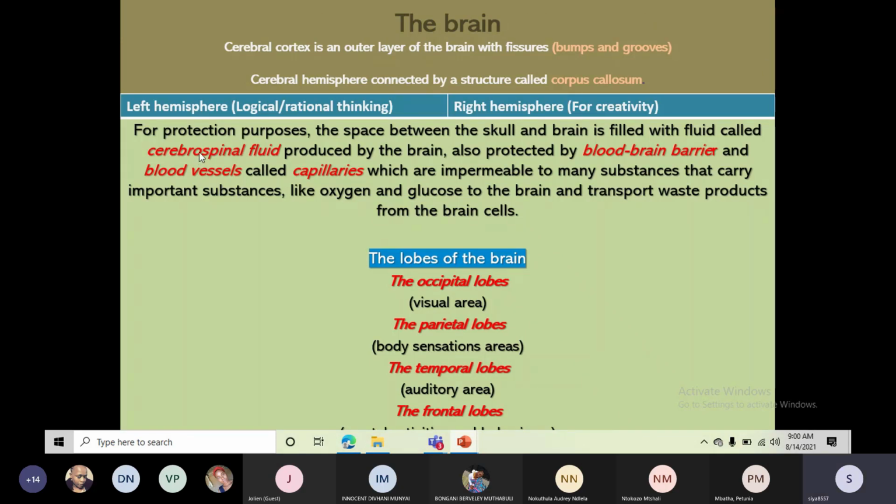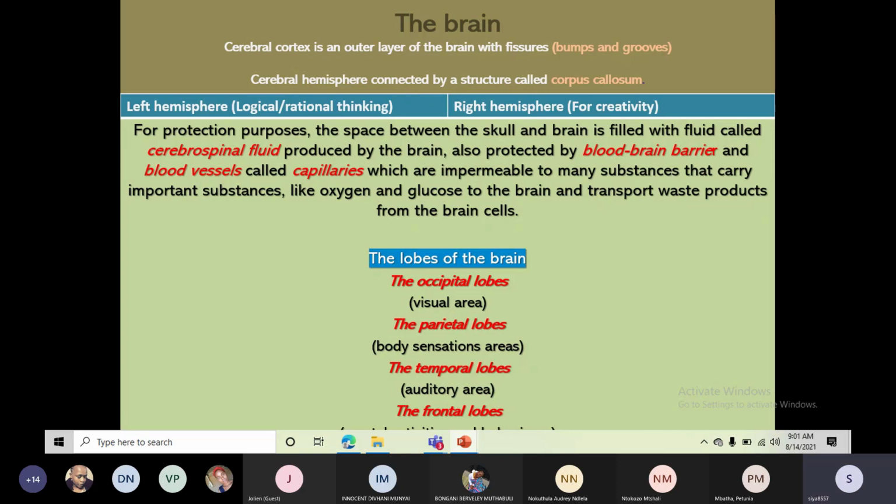That fluid is called cerebrospinal fluid, produced by the brain and also protected by the blood-brain barrier and blood vessels called capillaries. Let's start afresh. For protection purposes, the space between the skull and the brain is filled with a fluid called cerebrospinal fluid, produced by the brain, also protected by the blood-brain barrier as well as blood vessels called capillaries, which are permeable to many substances. As much as they protect the brain, they are impermeable to many substances.